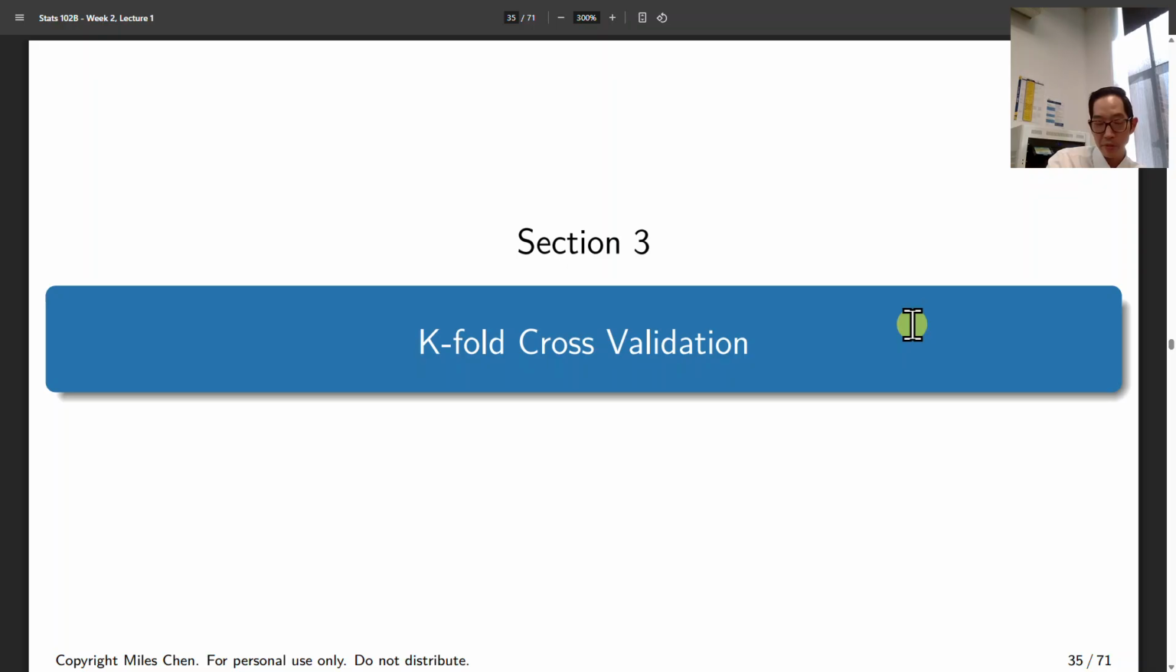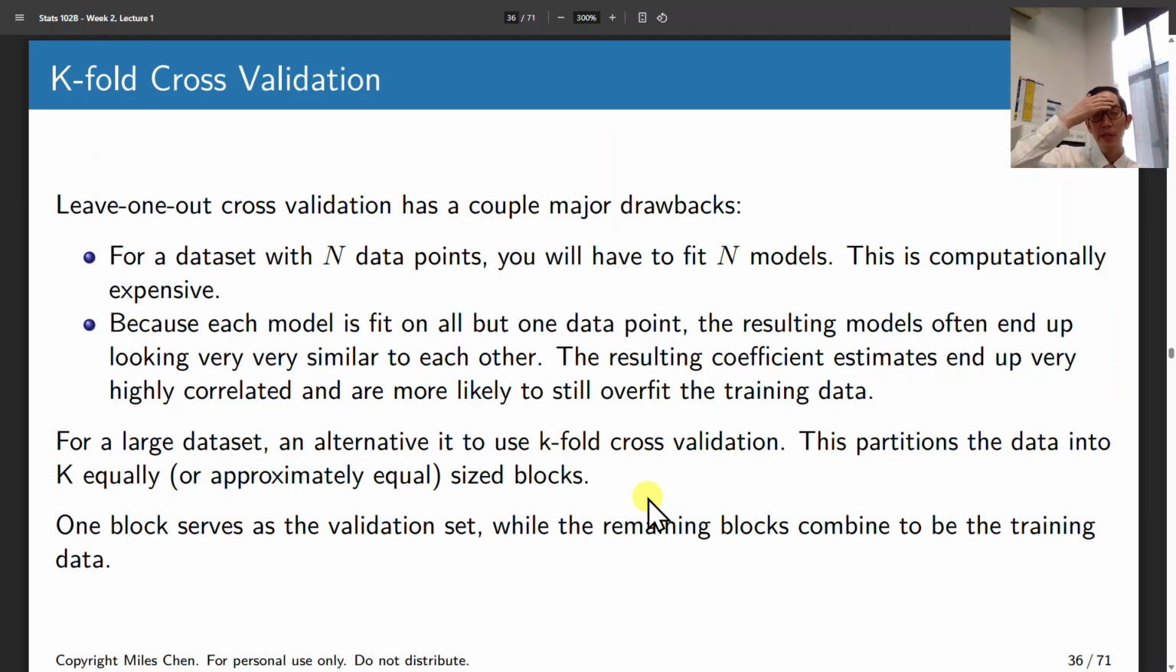Okay, so the related thing that we have is k-fold cross-validation. This is probably the preferred method over leave one out cross-validation. Leave one out cross-validation is simple, but it has some big drawbacks, and that is, number one, it is computationally expensive, especially if you have a big data set, okay? Because remember, with leave one out cross-validation, each of your n observations gets a turn at being the validation point.